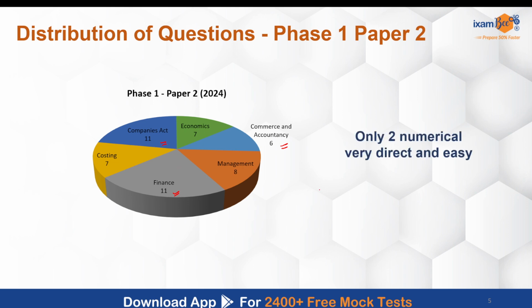Numericals, as I said, there were only 2 numericals out of 50, and both these numericals were very direct and easy. One was related to quick ratio and the other was related to bonds current yield, right? So very easy and direct questions on numericals have come.